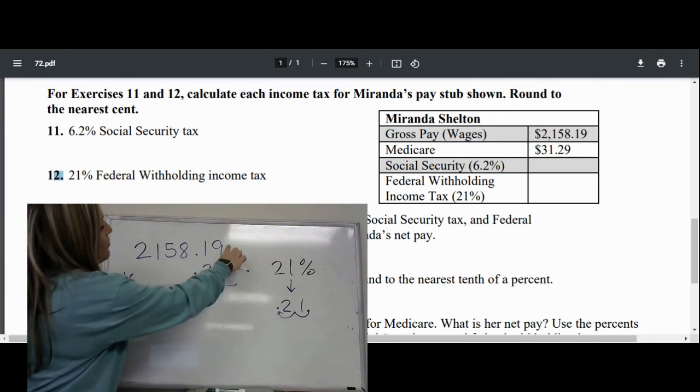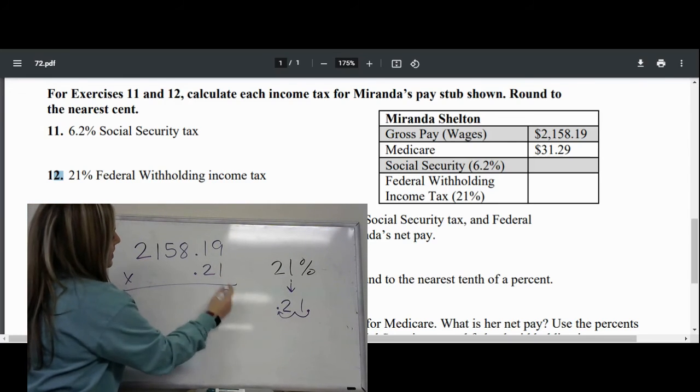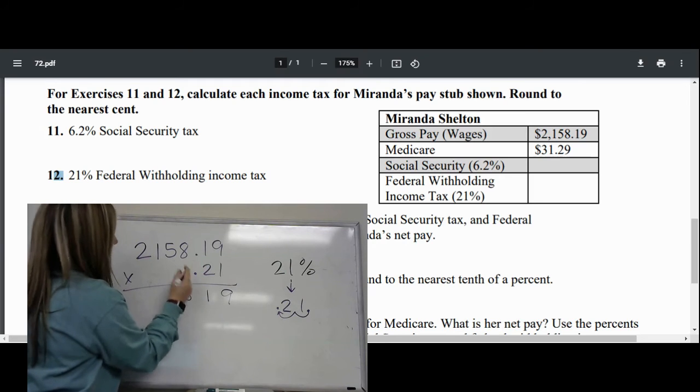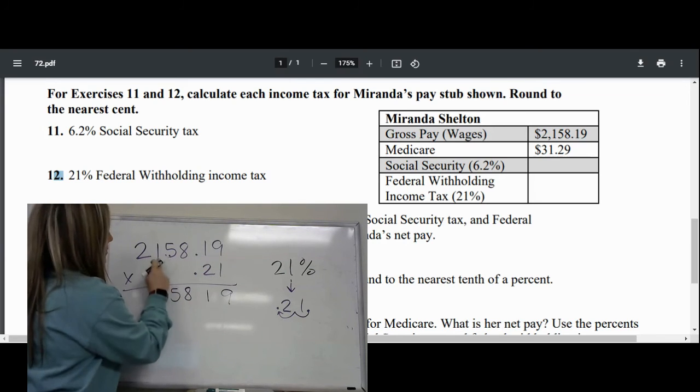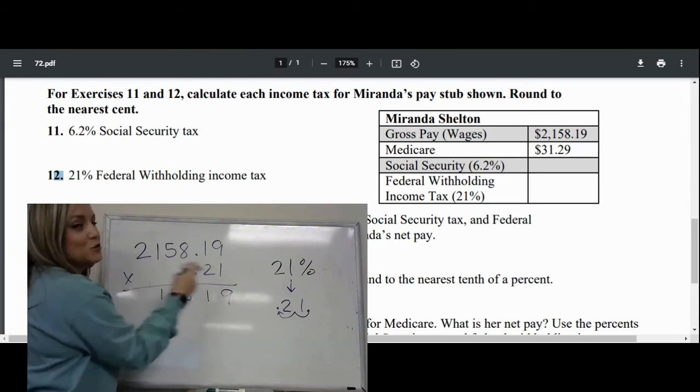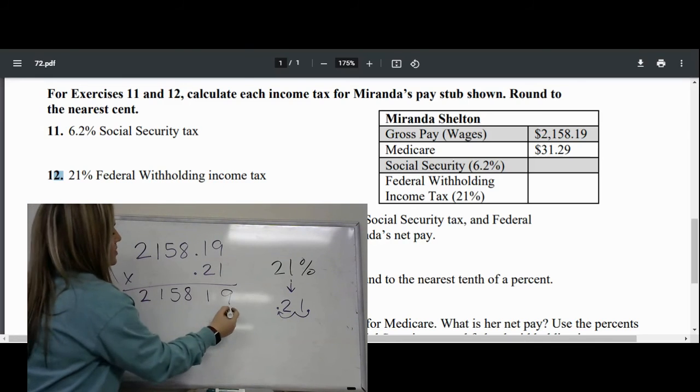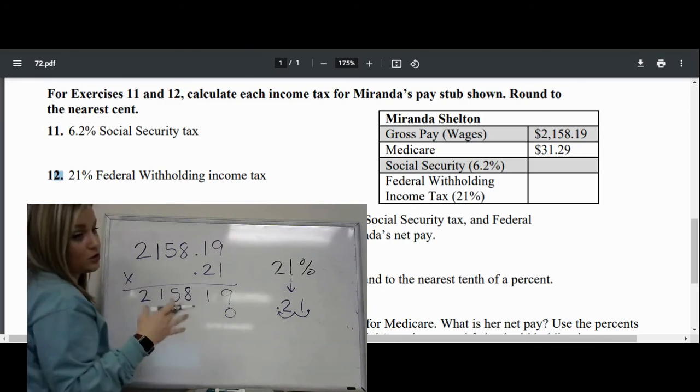All right, so we have 9 times 1 is 9. 1 times 1 is 1. 8 times 1 is 8. 5 times 1 is 5. 1 times 1 is 1. 2 times 1 is 2. All right, so we should get 215,819. All right, so we're going to do a 0. Scratch, scratch, lay an egg.